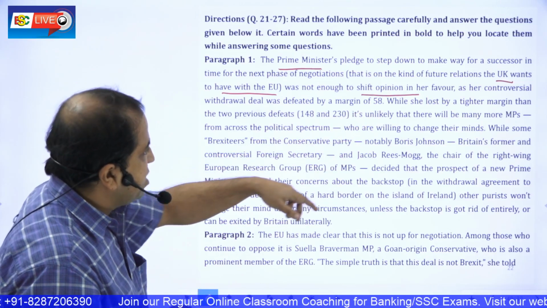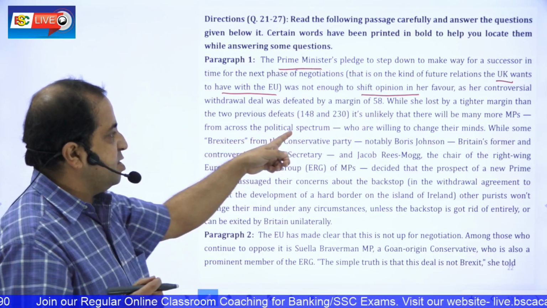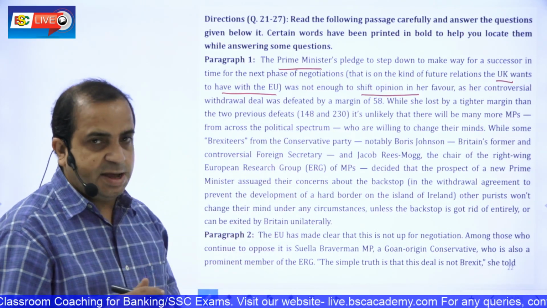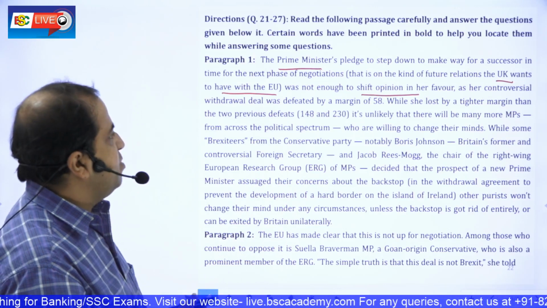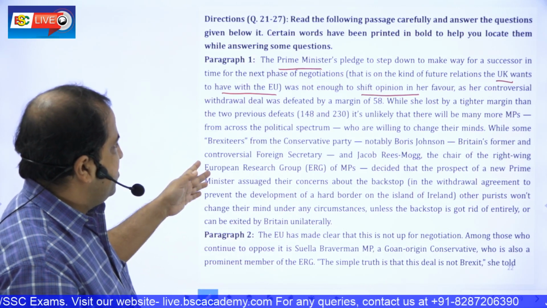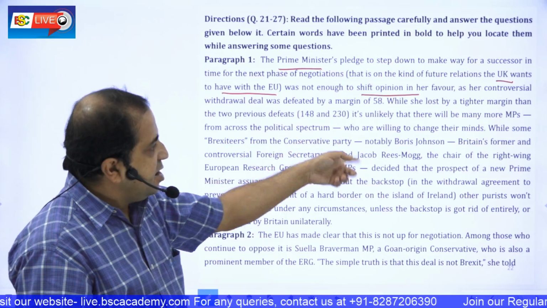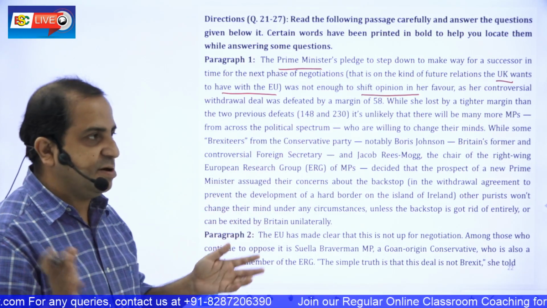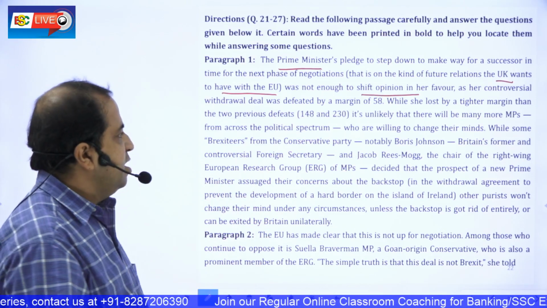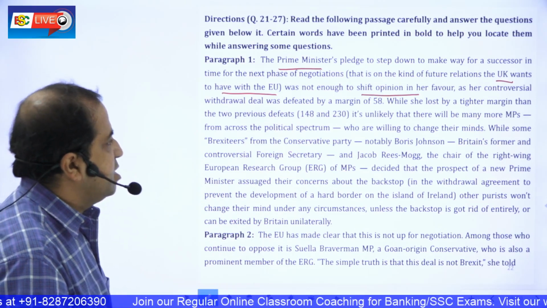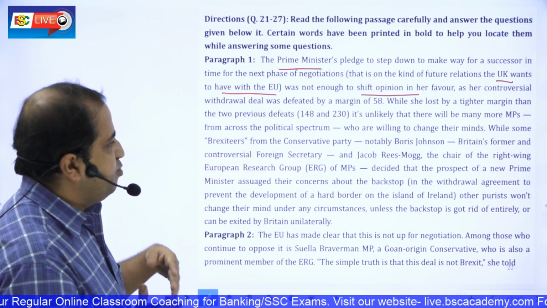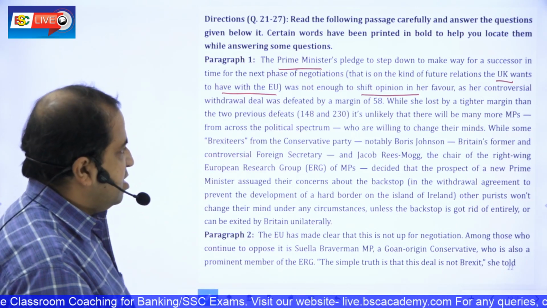While she lost by a tighter margin than the 2 previous defeats. Previous defeats were much larger, 148 and 230. Now this time she has lost by a tighter margin than the 2 previous defeats, but still it's unlikely that there will be many more MPs from across the political spectrum, meaning from their party, from other parties, who are willing to change their minds. Now nothing more than this can be done. After going this far, for Theresa May now there is hardly anything.